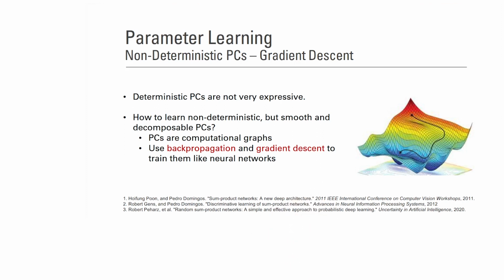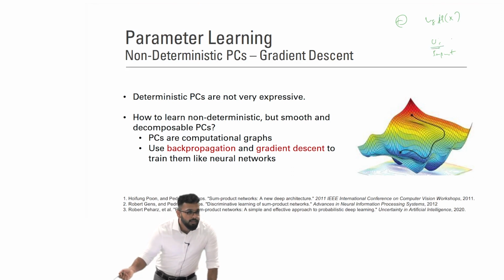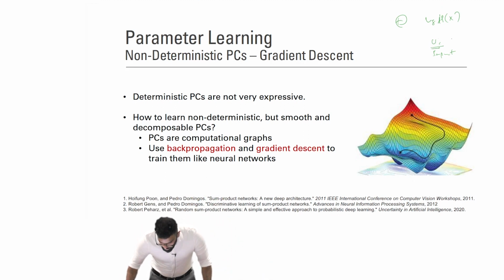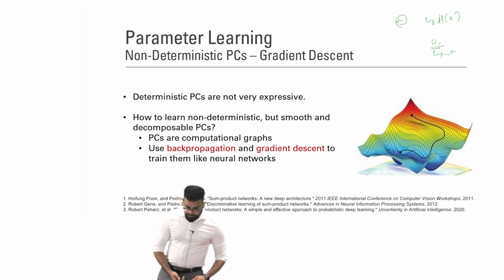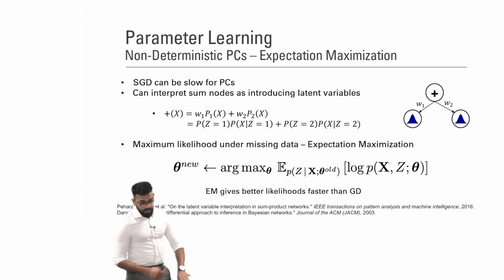Now, in PCs, you can do the same thing. What would be your loss function here? Your loss function would be the log of the output of your root node. But this is computed with respect to, when you have a PC, a function of your weights and a function of your input distribution parameters. And this is an entirely connected computational graph, so you can differentiate the output with respect to the input. You can do that using backpropagation, and you can update the weights and learn the parameters using gradient descent.